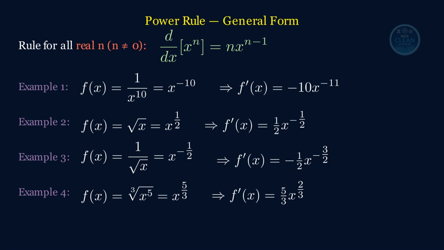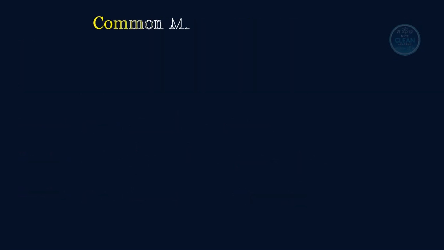Nice and clean. So that's the power rule. It works beautifully with negative exponents, roots, and fractional powers too. Get comfortable rewriting functions into power form, and this rule becomes almost automatic. Now we'll look at the most common mistakes students make when applying this rule, and how to avoid them.